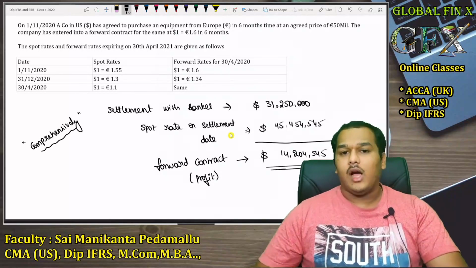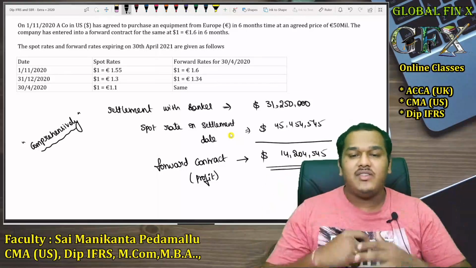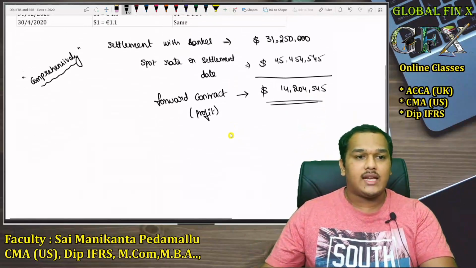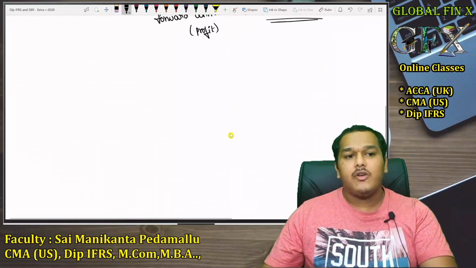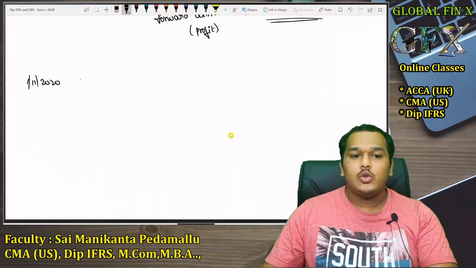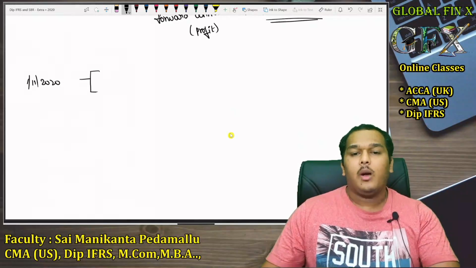Okay. Now we got an overview. We know how much savings are there from the forward contract. Now let's see how to deal with the transactions. So first of all, on 1st November 2020, there are two items that are being dealt with here. What are the two items?